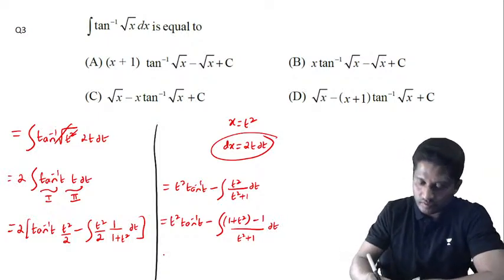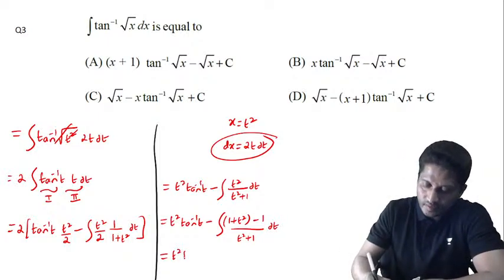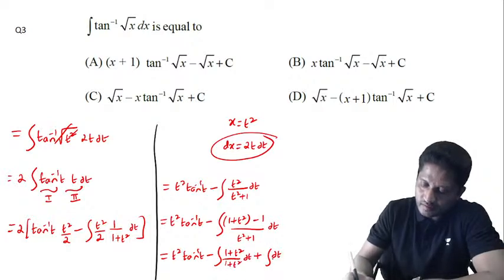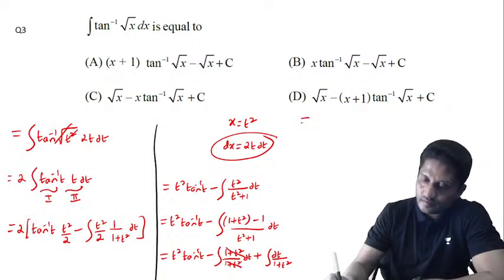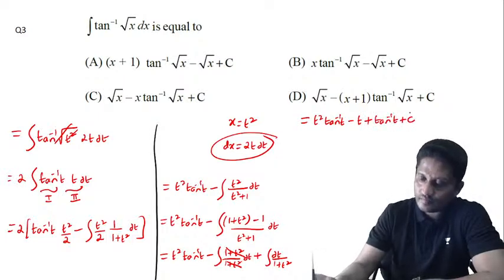Now this is equal to t square into tan inverse of t. Now if I separate this, you get 1 plus t square by 1 plus t square dt. Minus and minus is plus, divided by 1 plus t square. Anyways, this will cancel. You get t square into tan inverse of t. Integration of dt is t. Integration of 1 by 1 plus t square is tan inverse of t, and plus c.